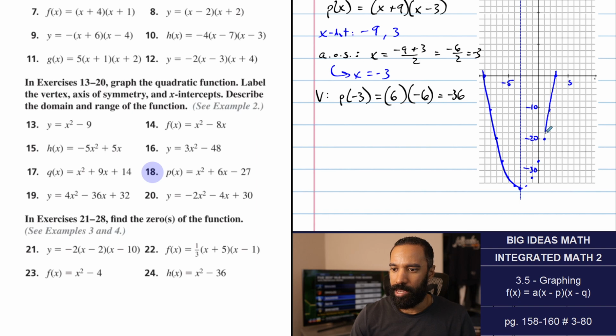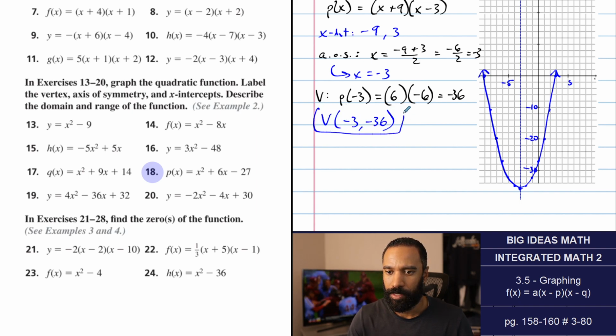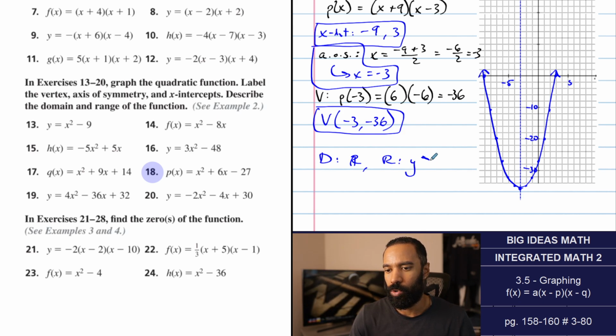Okay, domain and range. Oh, I didn't even officially write the vertex yet. The vertex is at negative 3, comma, negative 36. Here's your axis of symmetry. Here's your x-intercepts. Your domain is all real numbers. Your range is y is greater than or equal to negative 36.